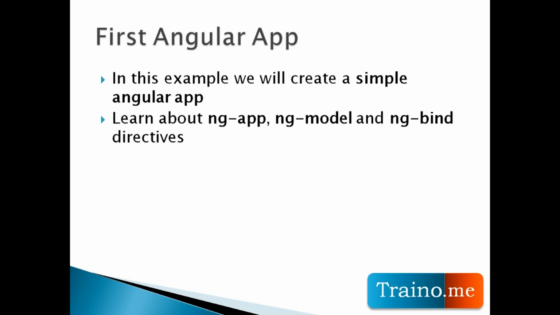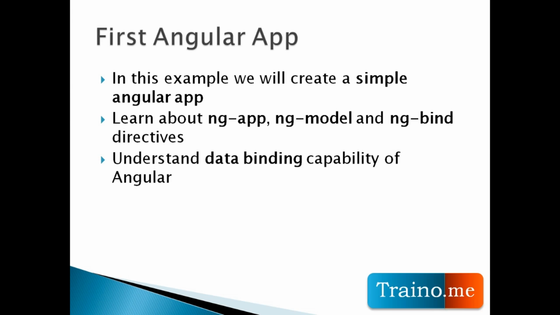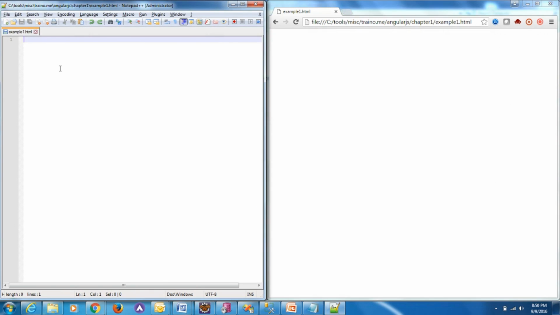ng-app defines the root element of an AngularJS application. It will automatically initialize the application when the web page is loaded. ng-model binds the value of HTML controls like input, select, textarea, etc. to application data. ng-bind is used to bind the inner HTML of the element to a specified model property. Let's see them in action.